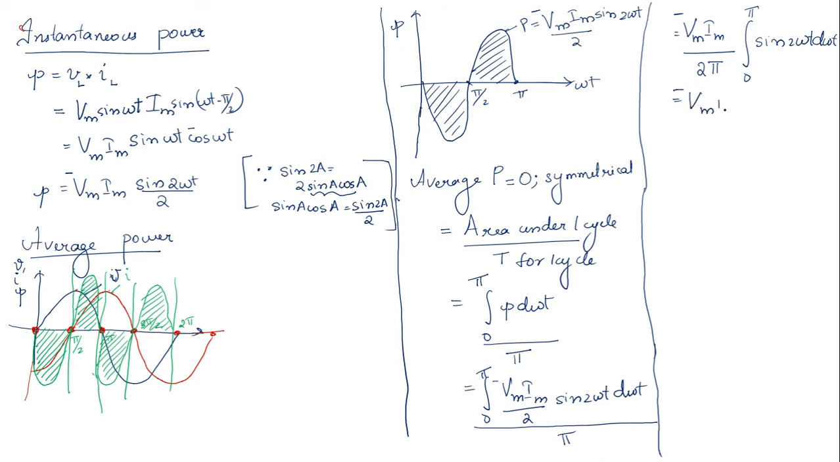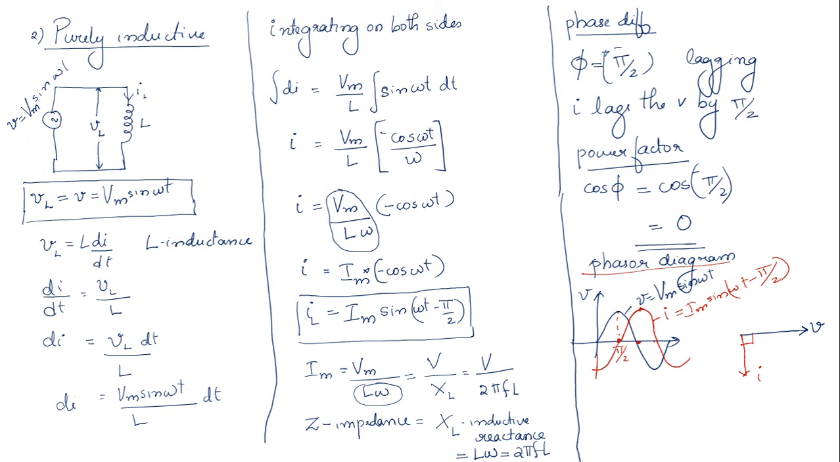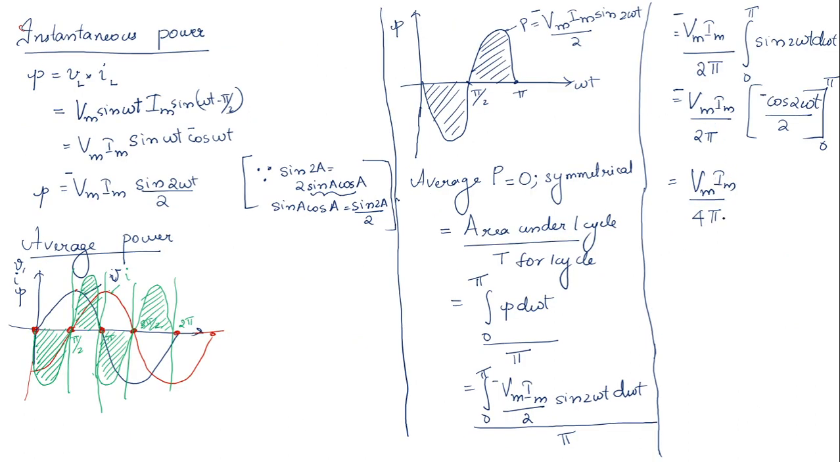So again I am writing the same thing, Vm Im by 2 pi integrating sine 2 omega t, you will be getting as minus cos 2 omega t whole divided by 2 in the intervals 0 to pi. You can take this negative sign outside. So negative into negative becomes positive. So your equation becomes Vm Im by 2 pi. Instead of this 2, we can take it again inside. So 2 into 2, your answer becomes 4. So Vm Im by 4 pi.